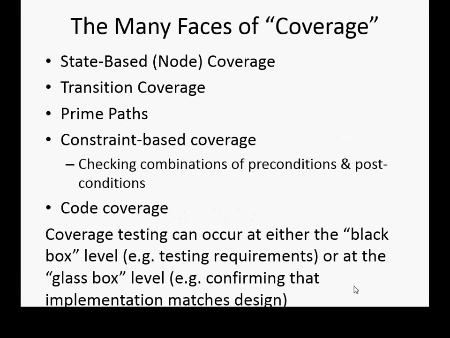Coverage tests. Okay. We're going to talk about a bunch of different types of coverage this week. State-based coverage, where we're covering nodes in a system. Now that's going to sound very abstract. We'll come down to some specifics. Transition coverage, where we're capturing not just reaching each node, say state, but the transitions between those states. Prime paths, which are a particular way of exploring the system. And as time allows, probably not this week, we'll cover constraint-based coverage as well.